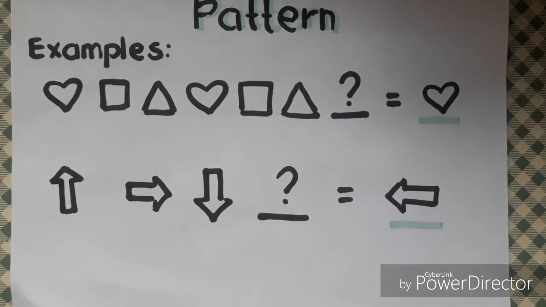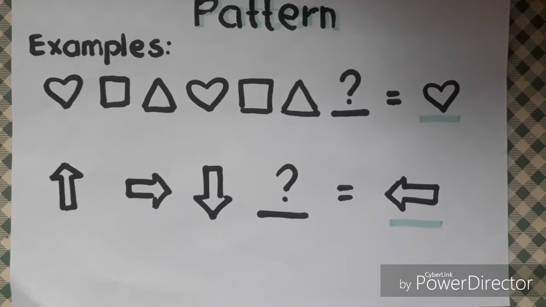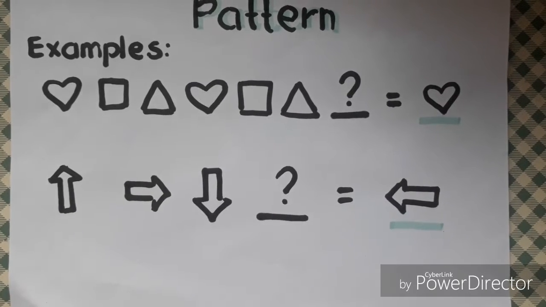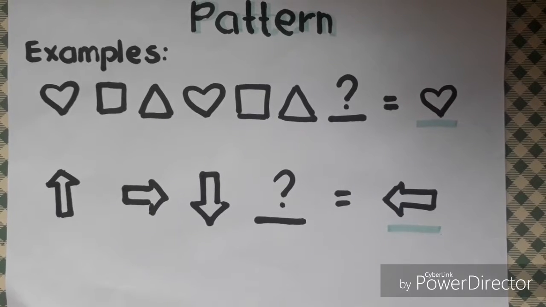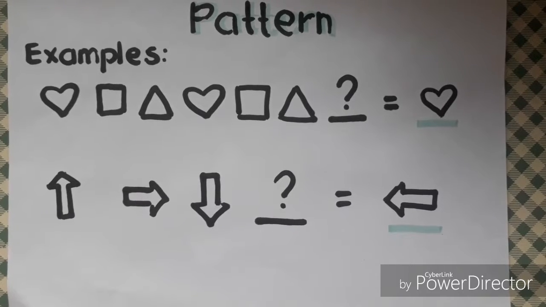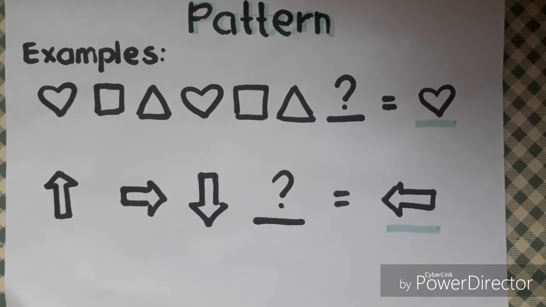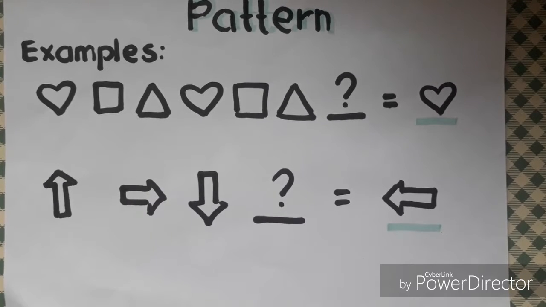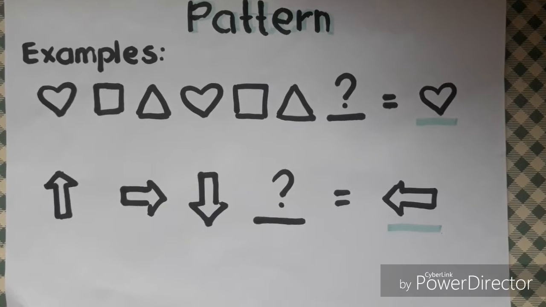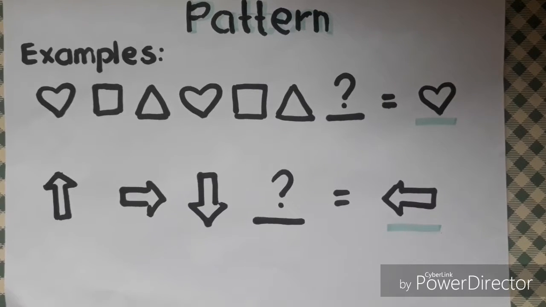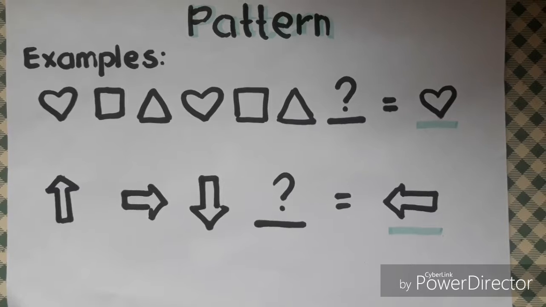Example of pattern. First example is heart, square, triangle, heart, square, and triangle. What's next? The answer is heart. It has a pattern that after the triangle, it should be heart. Next example. Arrow going to up, arrow going to right, arrow going to down. What's next? The answer is arrow on the left.